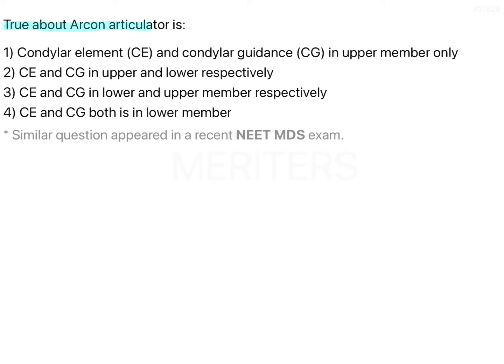True about Archon articulator is: condylar element and condylar guidance in upper member only; condylar element and guidance in upper and lower respectively; element and guidance in lower and upper member respectively; and element and guidance in lower member, both of them. Okay, so for that we need to understand a lot of terminologies first. Firstly, talking of Archon articulators.